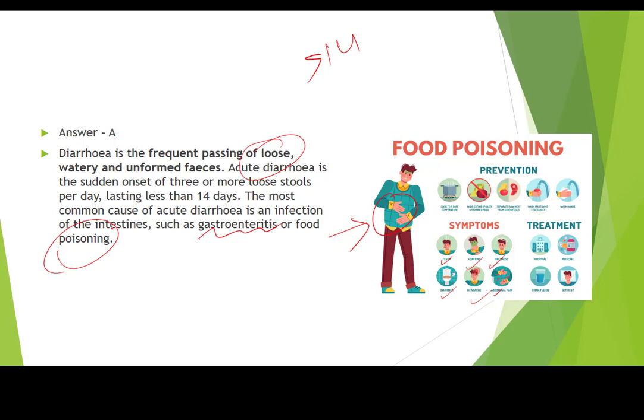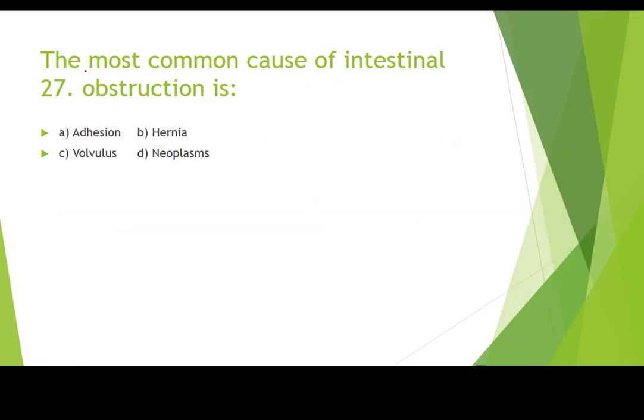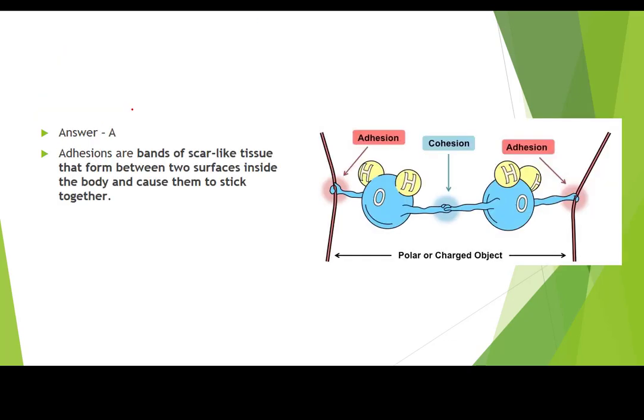Moving on to the next question: the most common cause of intestinal obstruction is A, adhesion; B, hernia; C, volvulus; D, neoplasms. So your answer is going to be the first, adhesion. You can check out the 2 points here.